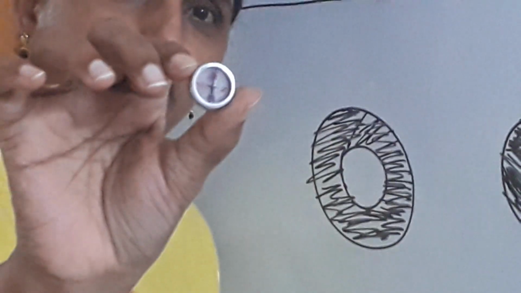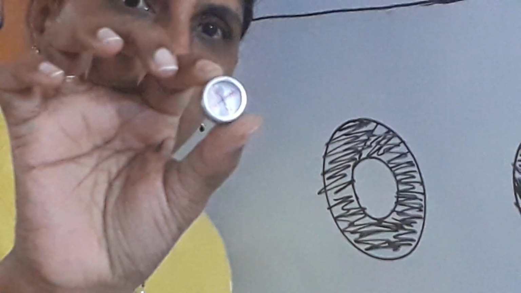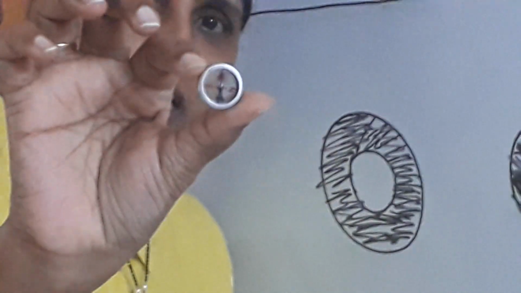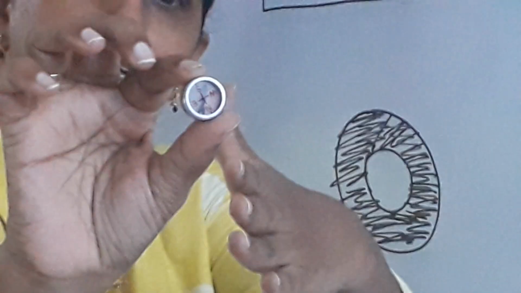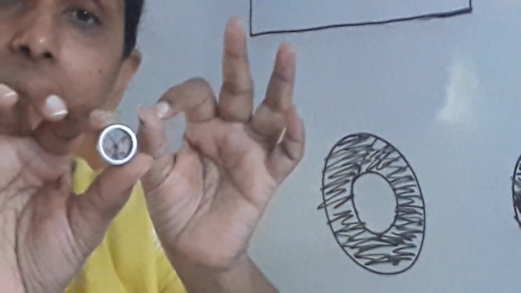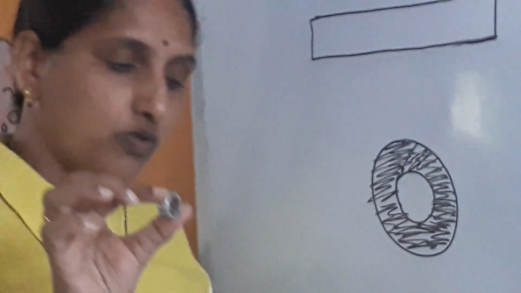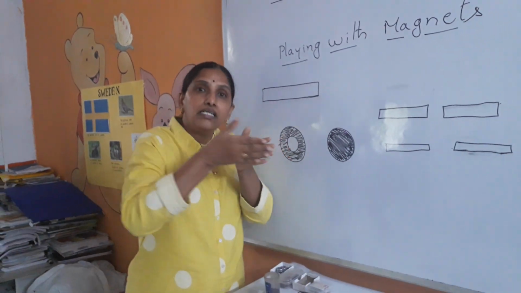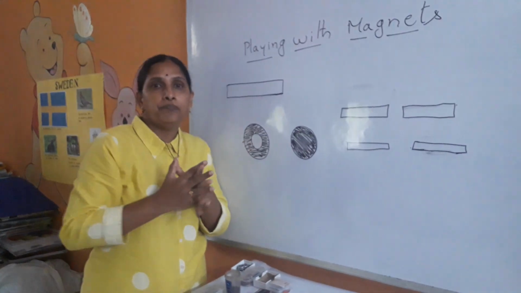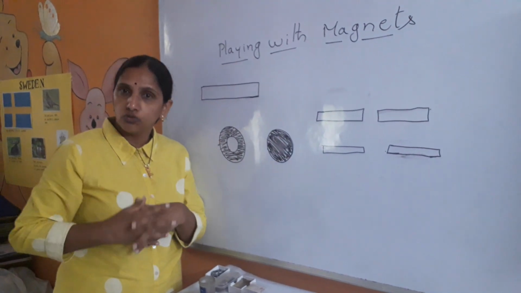So in whichever direction I am rotating it, see, I am just rotating it like this, but the needle is always aligning like this. So this is showing some particular direction. As it is leading us in a particular direction, you call that lodestone.